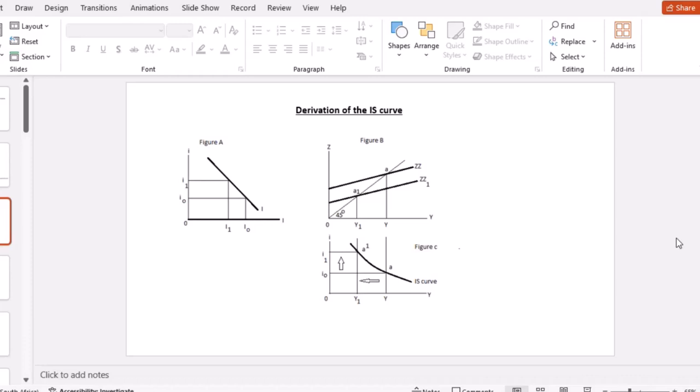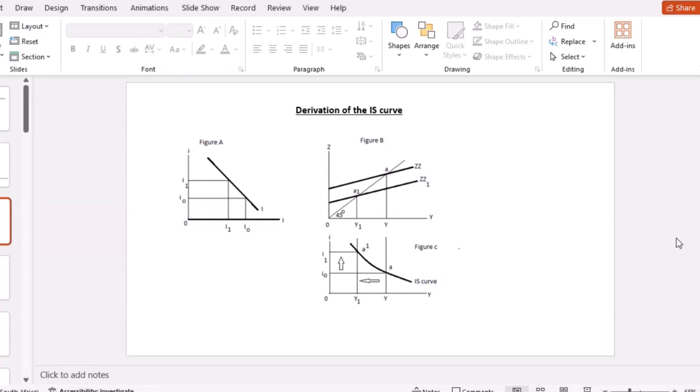You're happy with that. So the next step is now to extend the Y line from figure B to figure C. By extending the equilibrium level of income Y to figure C, we can plot the first point on the IS curve. So we drop the Y line, and where it intersects the i0 line, that point is your first point on the IS curve in figure C. So A is your first point.